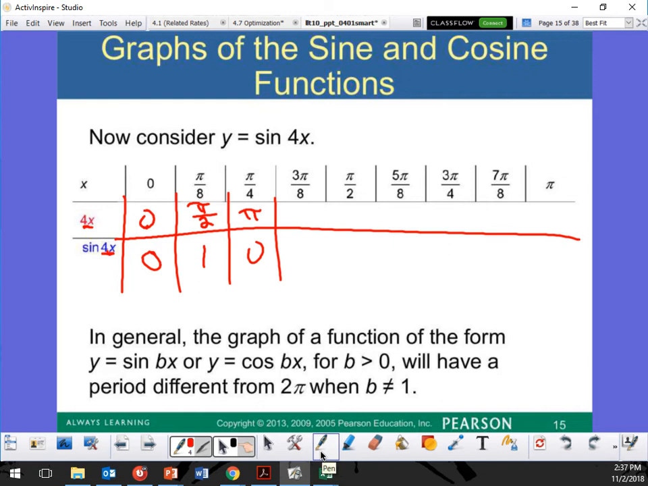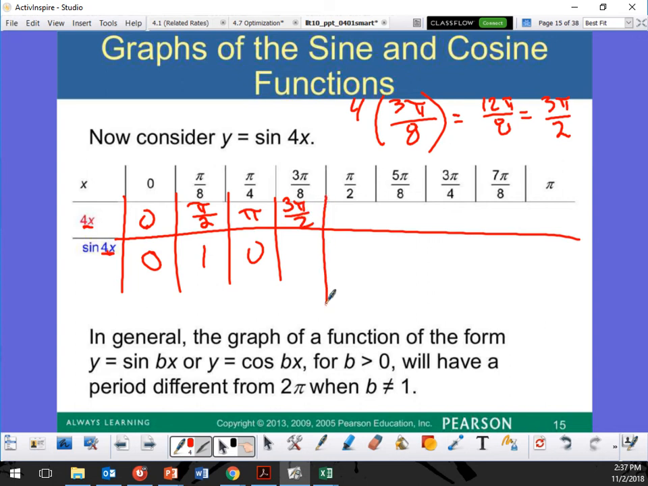Alright, so now next one is going to be 4 times 3 pi over 8. 12 pi over 8. Does that reduce? Yes. 3 over 2. 3 pi over 2, right? Okay, so the sine value at 3 pi over 2 is -1. Does that make sense? Are you feeling good about this now? Okay, so we're going to get to graphing this here in a moment.